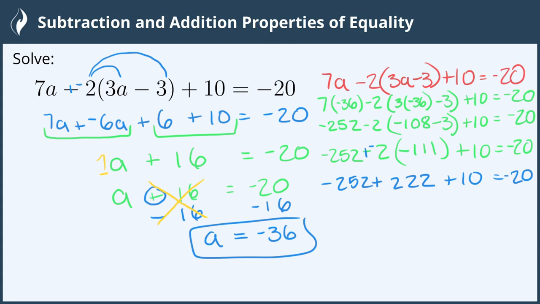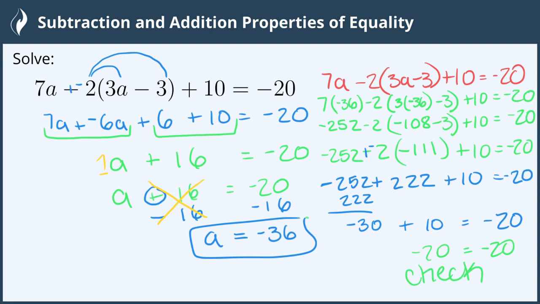We can start with negative 252 plus 222. Since the signs are different, this means we subtract and keep the sign of the larger. 2 minus 2 is 0. 5 minus 2 is 3. 2 minus 2 is 0, and the larger is a negative, so we get negative 30. And then we write everything else down exactly as it was because we haven't completed that. Negative 30 plus 10 is negative 20, which does in fact equal negative 20. So this checks out that yes, a does equal negative 36, and we're all done.